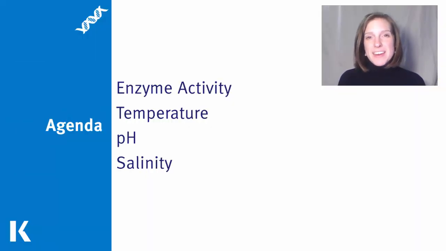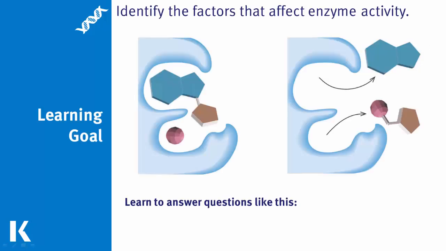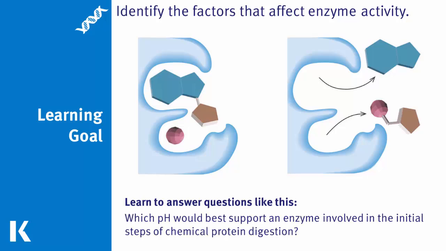We'll start off by defining enzyme activity, and then look at how temperature, pH, and salinity can each affect this enzyme activity. After watching this video, you will be able to identify what factors affect enzyme activity, and you will be able to answer questions that ask you specifically what conditions are optimal for certain processes.